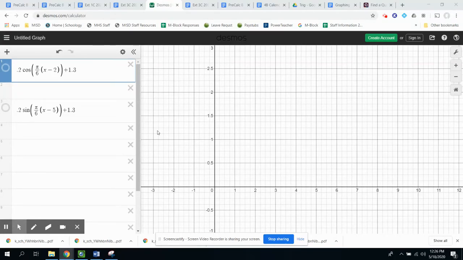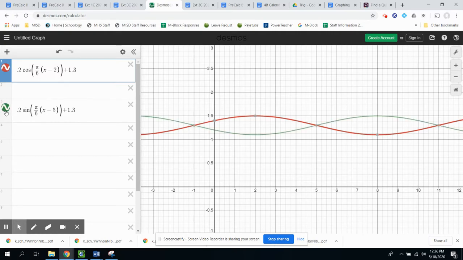Okay, you should be able to see my screen again. Okay, so this is the equation we came up with for the cosine. So if I turn that on, it looks like this. So our high is at 1.5, our low is at 1.1, so that's good, and it's happening at 8 p.m., so we have that. If I turn this one on, it should be the same. Ooh, and it's not. So, do you notice what's the difference?